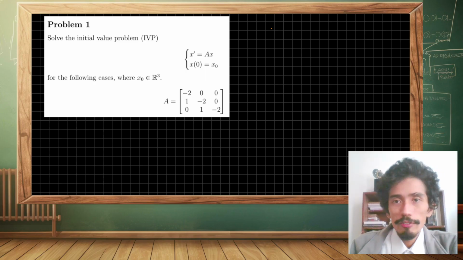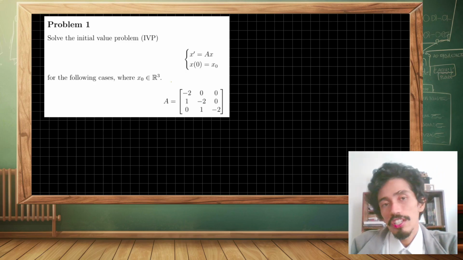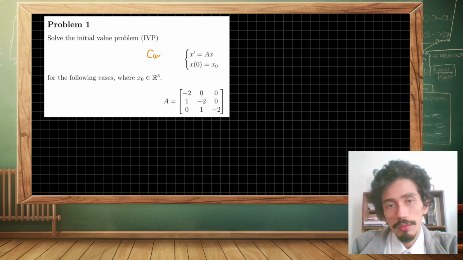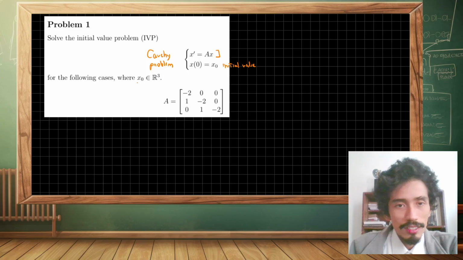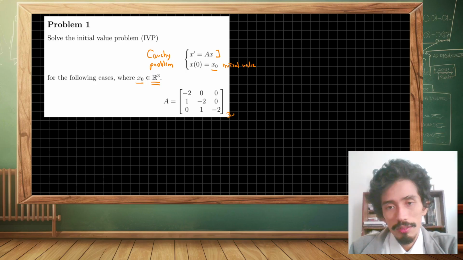So we have the following problem. A problem with initial value, also called a Cauchy problem. Here we have a system. This is a matrix equation. This is the initial value. And we are given that the vector x sub 0, which is the initial value, is a vector in R3, which is to be expected because the matrix is a 3 by 3 matrix.